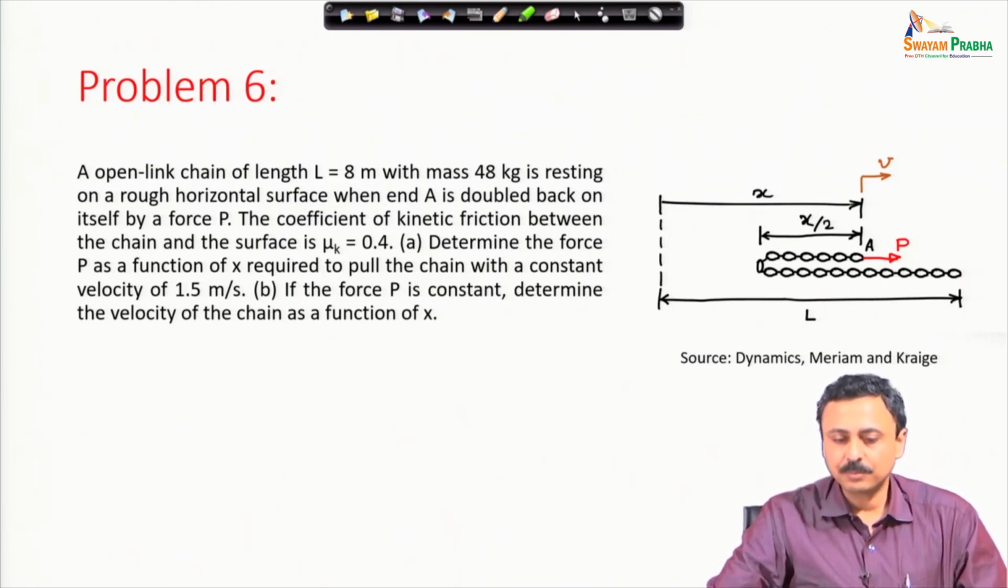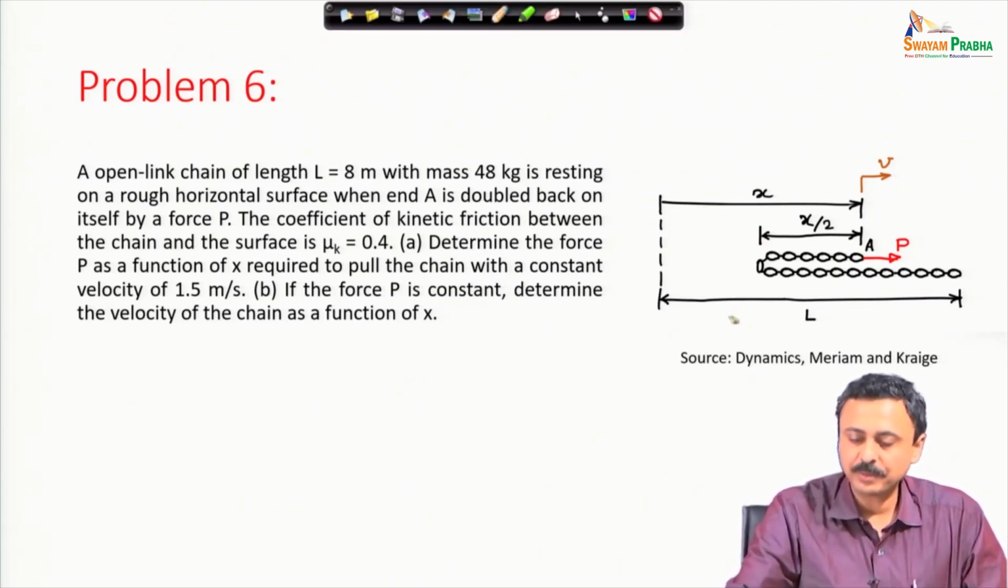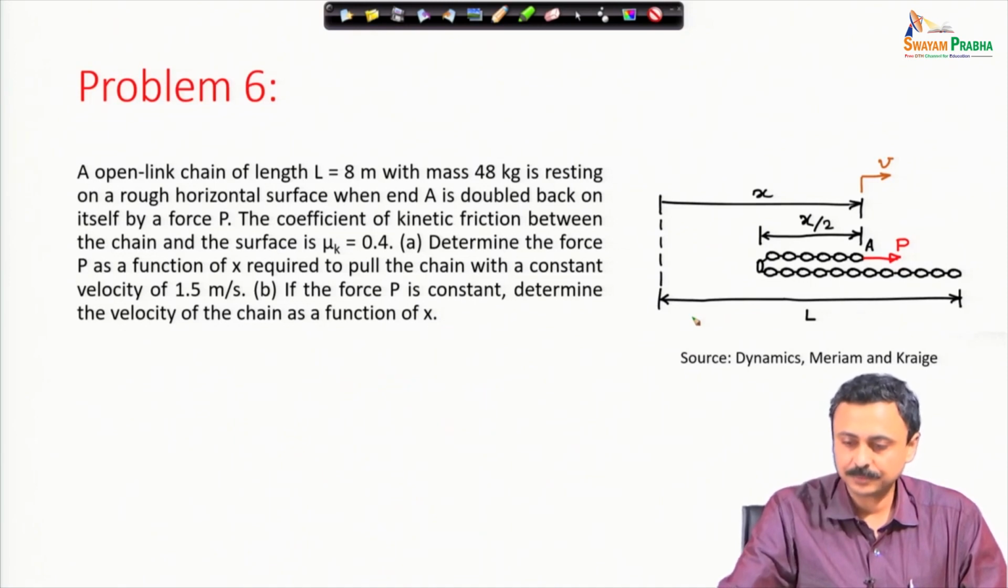The first part of the problem says determine the force P as a function of x required to pull the chain with a constant velocity of 1.5 meter per second, and part B says if the force P is constant, determine the velocity of the chain as a function of x. This is the statement of the problem, and from this figure you should note a few things.